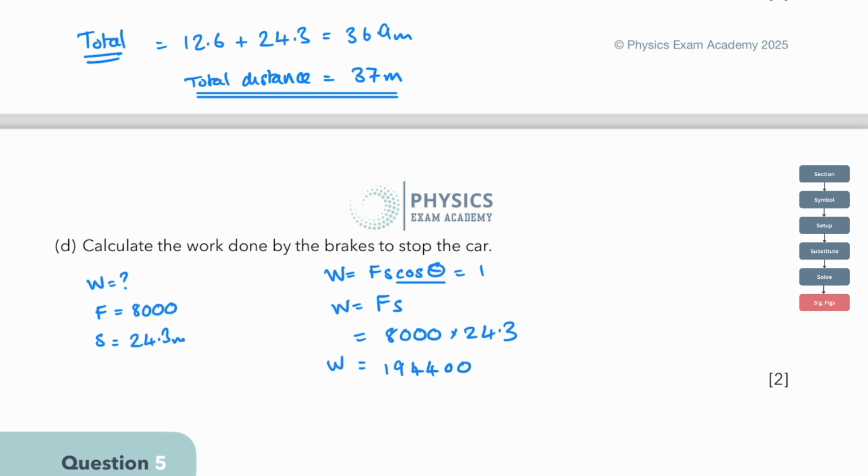194,400. We're not quite there yet. We want to get to the right amount of significant figures. That would be 2. So W equals 190,000 joules to 2 significant figures.